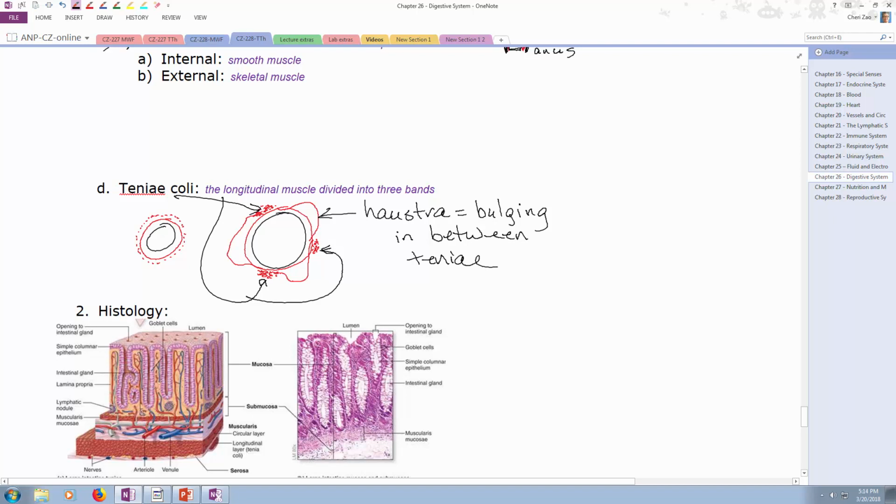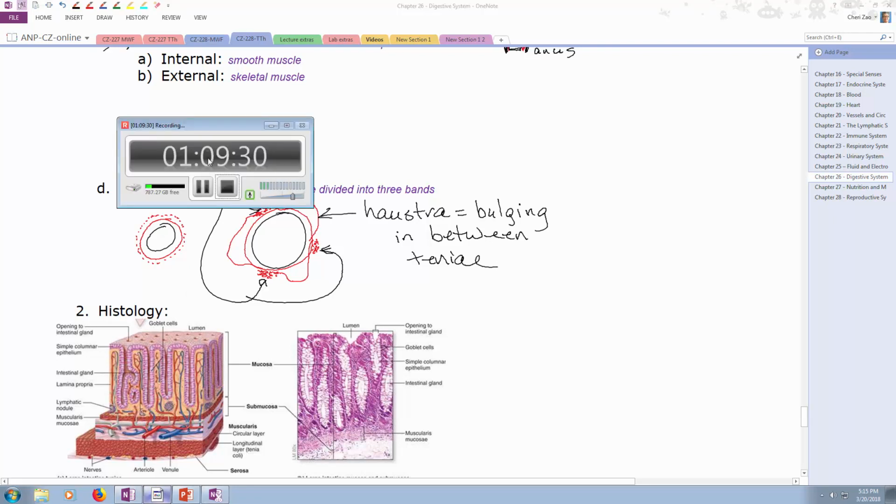So bulging in between, and this is an area that has less muscular wall supporting it. And we'll talk about how that's important in diverticulosis next time. So we'll stop there. Sorry, just a little longer than I probably should.